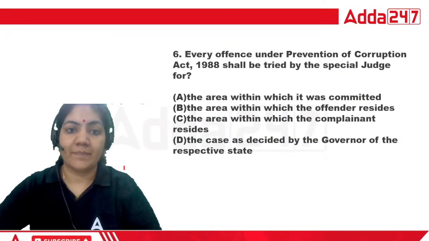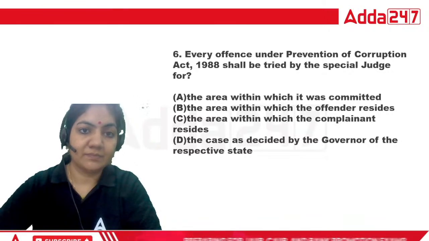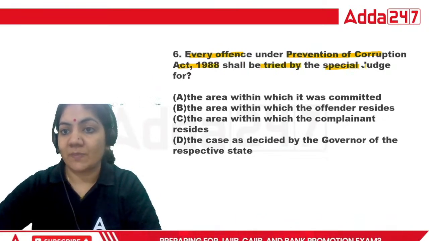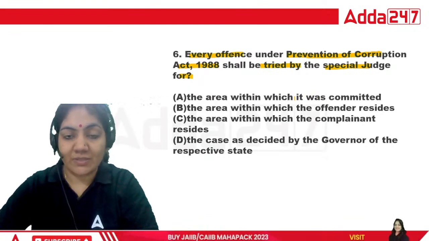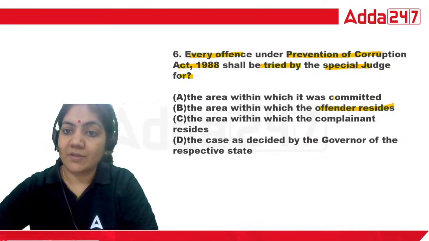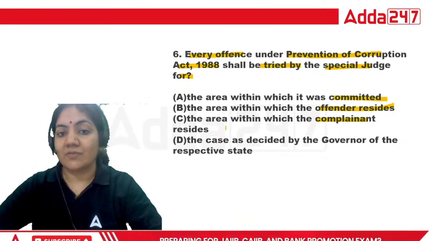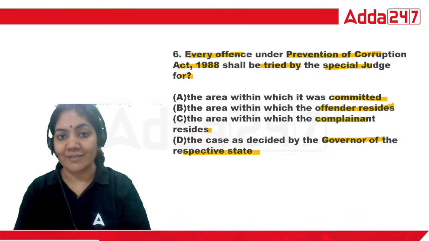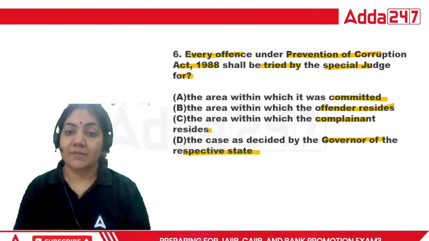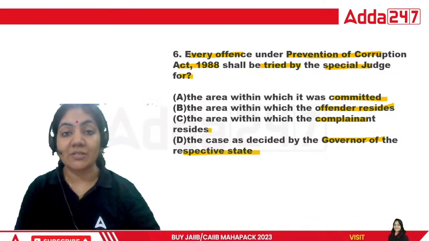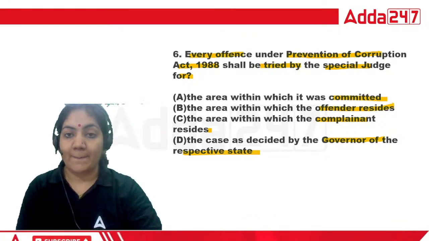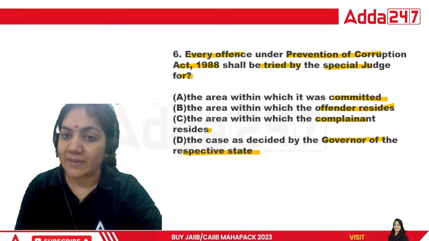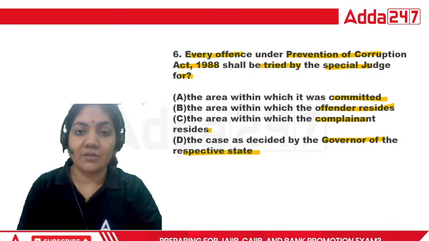Next. The next question is, every offence under Prevention of Corruption Act shall be tried by special judge for the area within which it was committed, the area within which the offender resides, the area within which the complainant resides, and the cases as decided by governor of the respective state. So which of the following is the right answer? Every offence under the Prevention of Corruption Act shall be tried by the special judge for what? Area within which it was committed, area within which offender resides, area within which the complainant resides, and the case decided by governor of respective state.